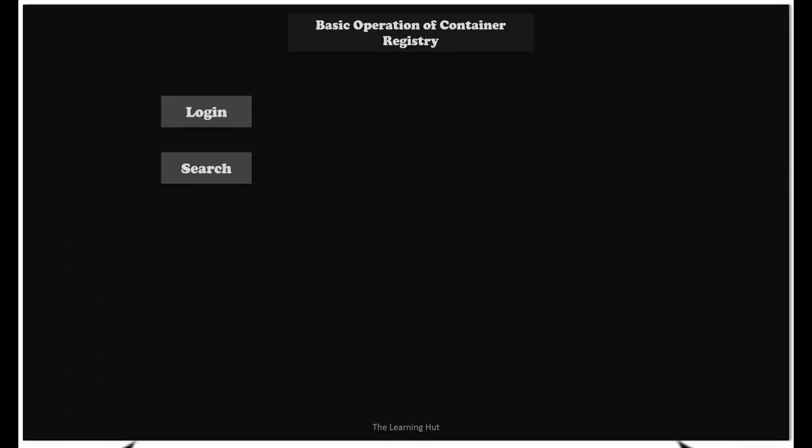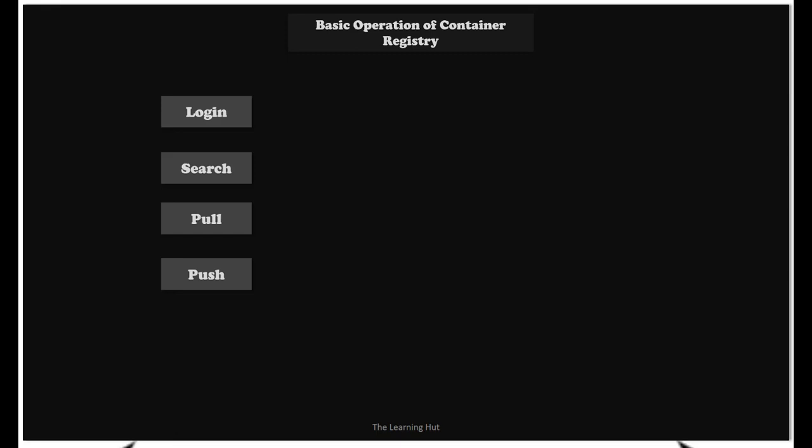The basic operations for a container registry are login, search, pull and push. We perform these four tasks whenever we have changes in our code. If we want to build an image, I first log into my Docker, then use my Dockerfile to build my image, and push that image to my repository.